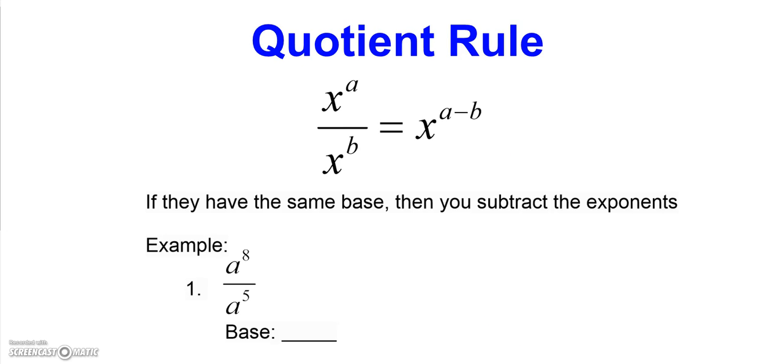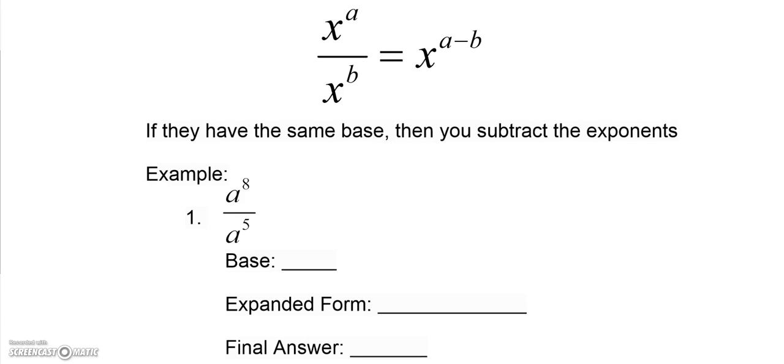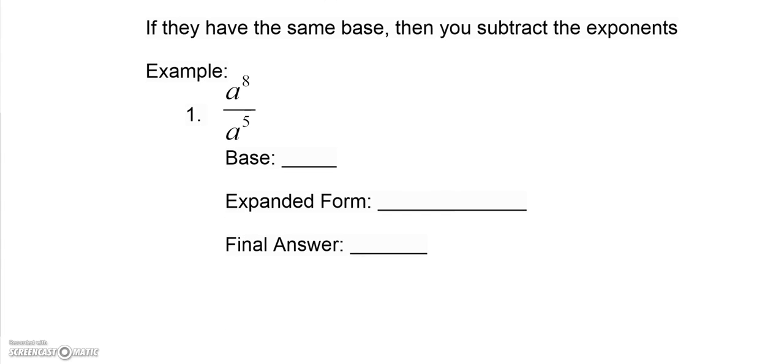Okay, the next type of rule that you have is the quotient rule. So say you have x to the a over x to the b, it's equal to x to the a minus b. So if they have the same base, you're going to subtract the exponents. So we have a to the 8 over a to the 5th. Our base is a. Both of them are a. Now I'm not going to write it out because it's what we did back in October, so you can double check your foldable. But so you would do 8 minus 5, which equals 3. So our final answer is a cubed.